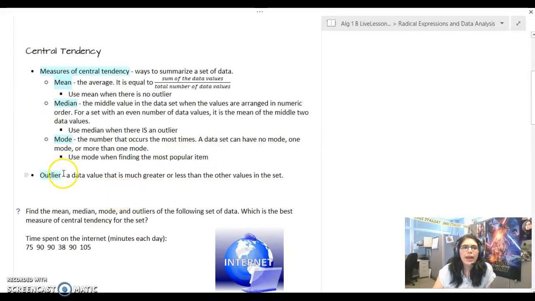An outlier is a data value that is much greater or less than the other values in the set. So earlier when I said you don't want to use the mean when you have an outlier, the outlier is going to really skew your mean, whereas with the median, it's just another value. It doesn't really matter if it's way bigger or way smaller. It's just another value that's bigger or smaller.